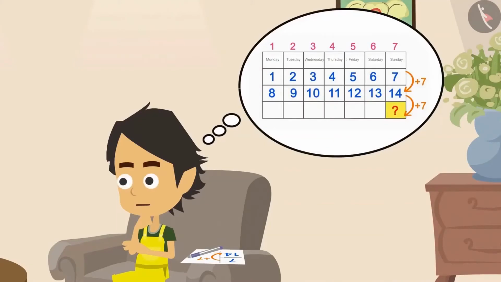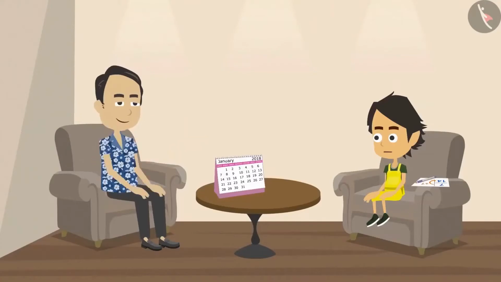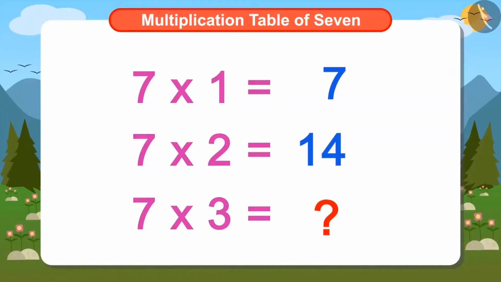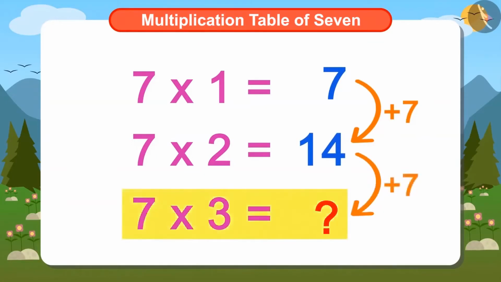Ayushman is thinking. Papa asked why he was unable to answer. Ayushman explained that the first Sunday is 7 multiplied by 1, that is 7th. The second Sunday is 7 multiplied by 2, that is 14th. So the third Sunday's date will be 7 multiplied by 3. But I do not know the multiplication table of 7, so without paper and pen, I cannot answer this question.